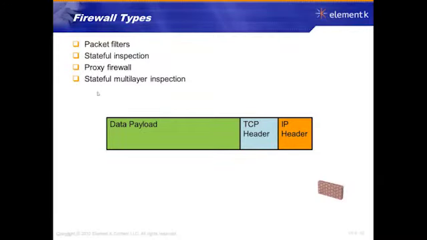So firewalls can do all these things. They can also do something called stateful inspection. And they can do stateful multi-layer inspection, meaning they can look at the data payload here, and they can look at the TCP header, and they can look at the IP header. They can check all parts of that packet.